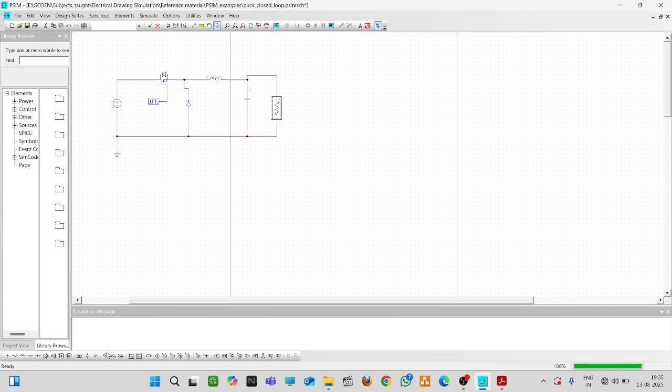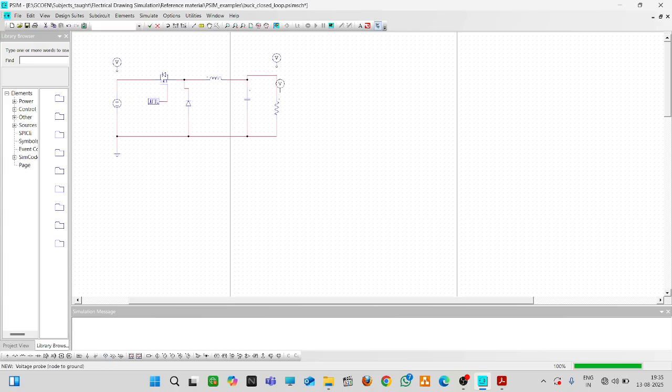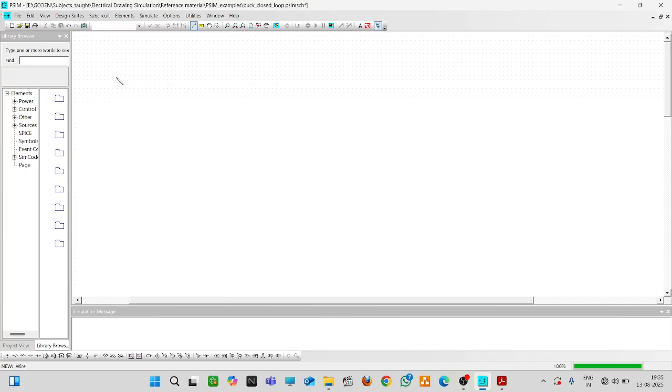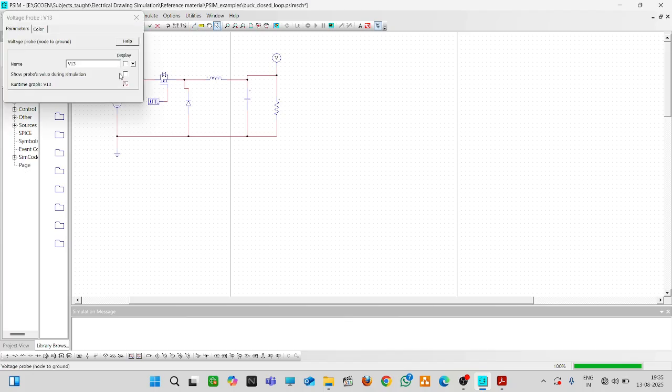Now you need to find the input voltage and the output voltage waveform. For that, you have taken a voltage probe. So this is the voltage probe. We need some differentiation, so please change the name of that to V in. So this is connected.